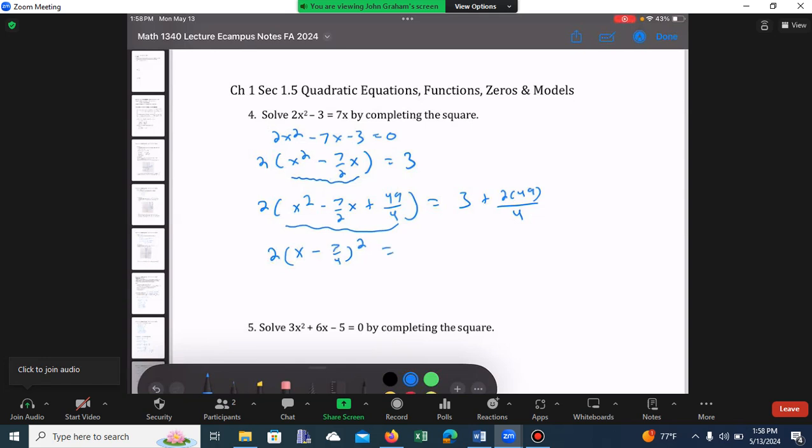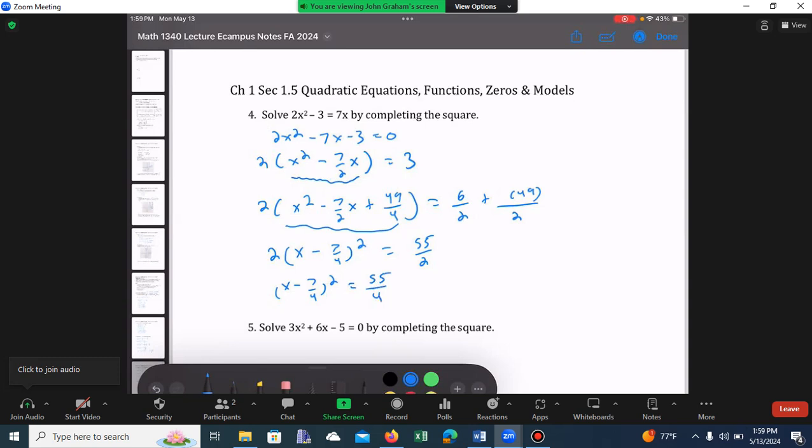And then for this, we can find a common denominator. I'm also going to divide the 2 into 4. And the common denominator will then be 6/2. That way I can get 55/2. So now we have to solve this. Divide the 2 over. 55/4.